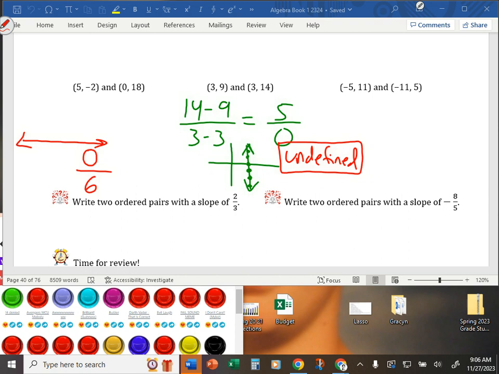The numerator is 0. There you go. So that one would be on the coordinate plane, it'd be a horizontal line. Slope of 0, that can happen. That's okay. Because in a fraction, 0 can be the numerator, but it cannot be the denominator. Okay. Tricky, but there you go.